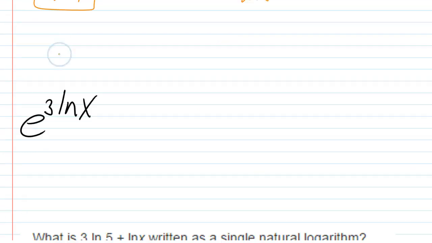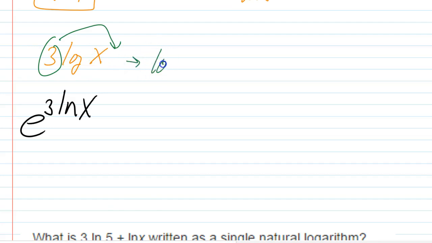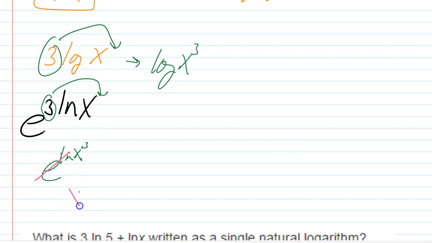If you remember from regular logs, if I had 3 log of x, the 3 can become an exponent of the x, which would give me log x cubed. Same thing with the natural logs. I can take this 3 and put it on top of the x. What that's going to give me is e to the power of natural log x cubed, and then I know that e to the power of natural log cancels out, giving me an answer of x cubed.